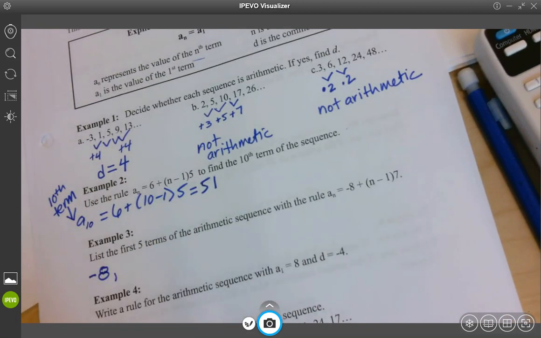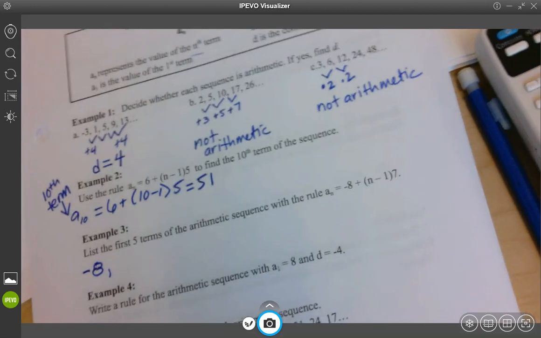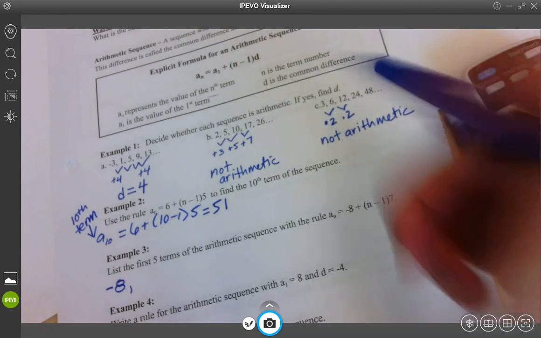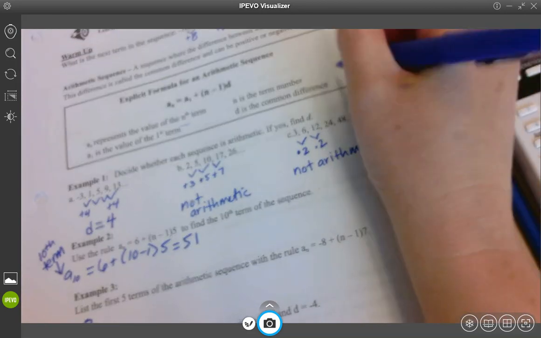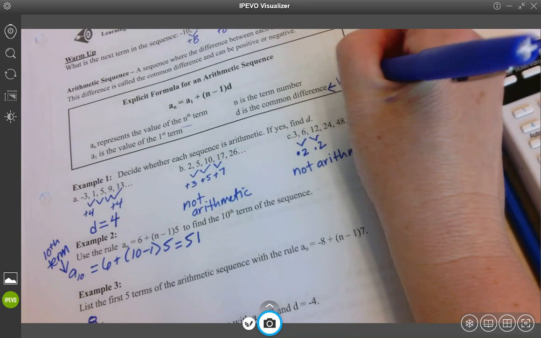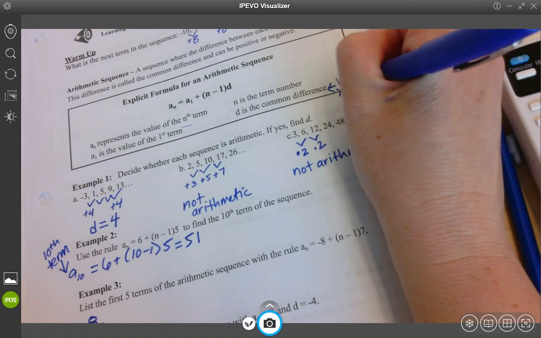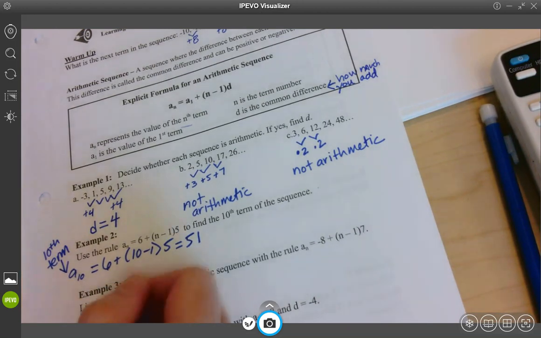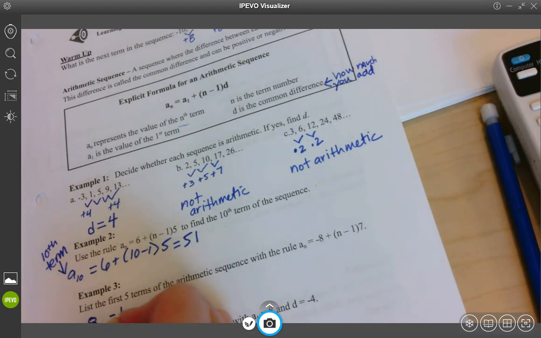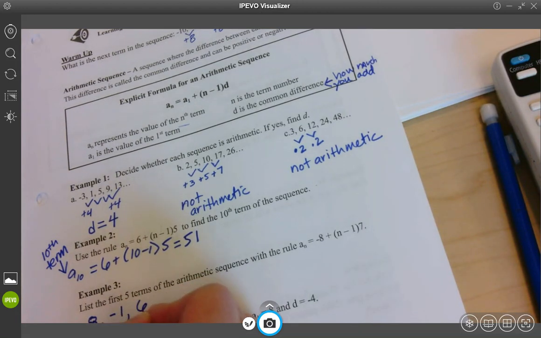How much am I adding each time? 7. Where is he getting 7 from? Yeah, at the end, right? So it tells you that this number is the common difference. The common difference is how much you add. All right, so we're adding 7 each time, so then my next number should be -1, right? And then I add 7 again.